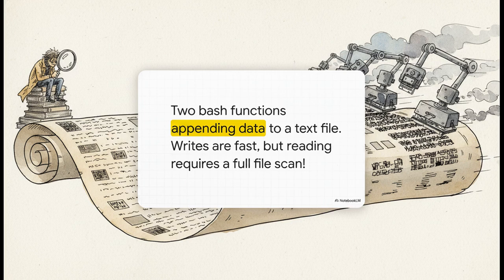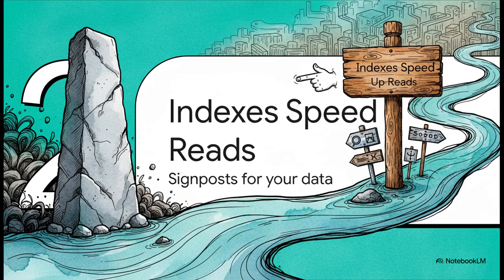But there's a massive, glaring problem here. Reading a specific record forces you to scan the entire file from top to bottom. It's exactly like trying to find one specific sentence in a 1,000-page book, by starting at page 1 and reading every single word until you finally stumble across it. If your database has millions of records, every single read has to sift through everything. And obviously that bottleneck is totally unacceptable for a real-world app. Which brings us to part 2, indexes, speeding up reads.